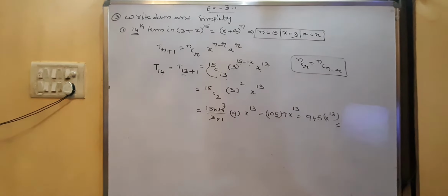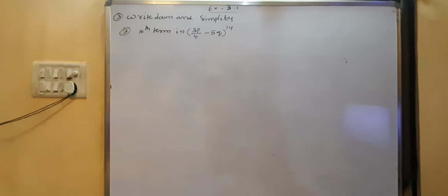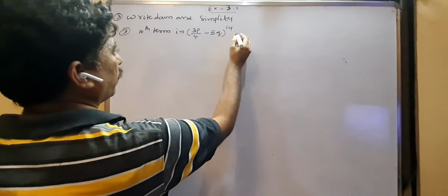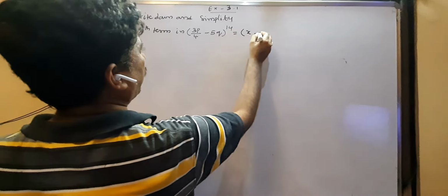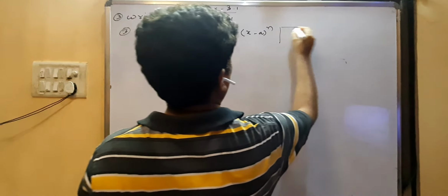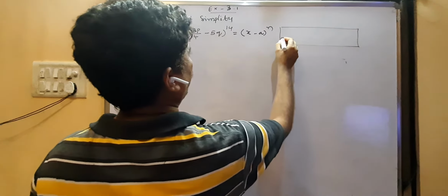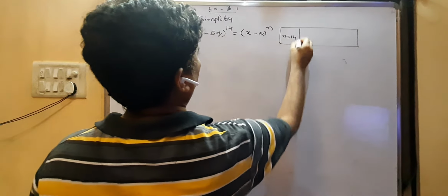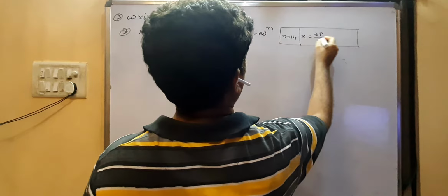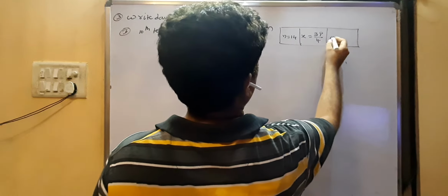Okay, copy that problem. They asked to find the 10th term in the expansion of (3p by 4 minus 5q) whole power 14. So it is in the form (x minus a) whole power n. n is given 14, x is given 3p by 4, a is given 5q.